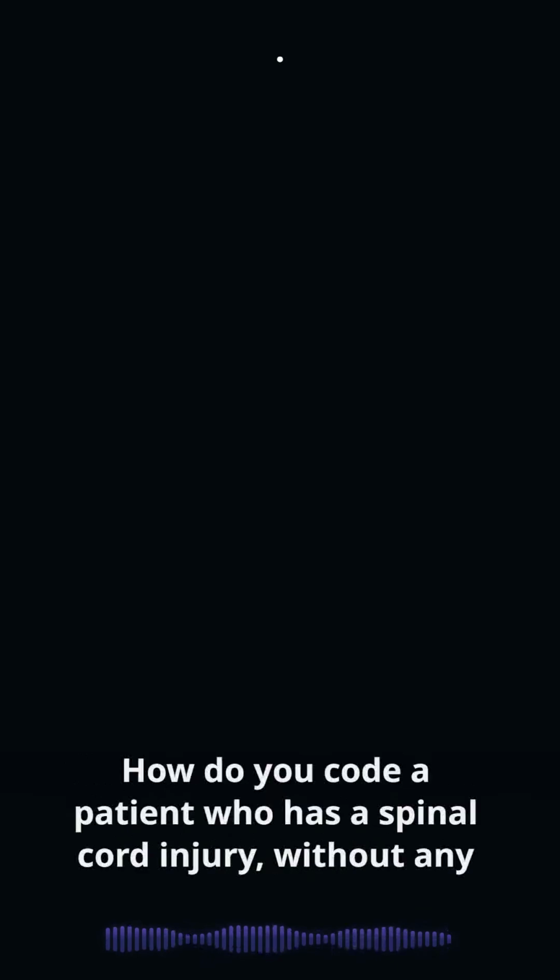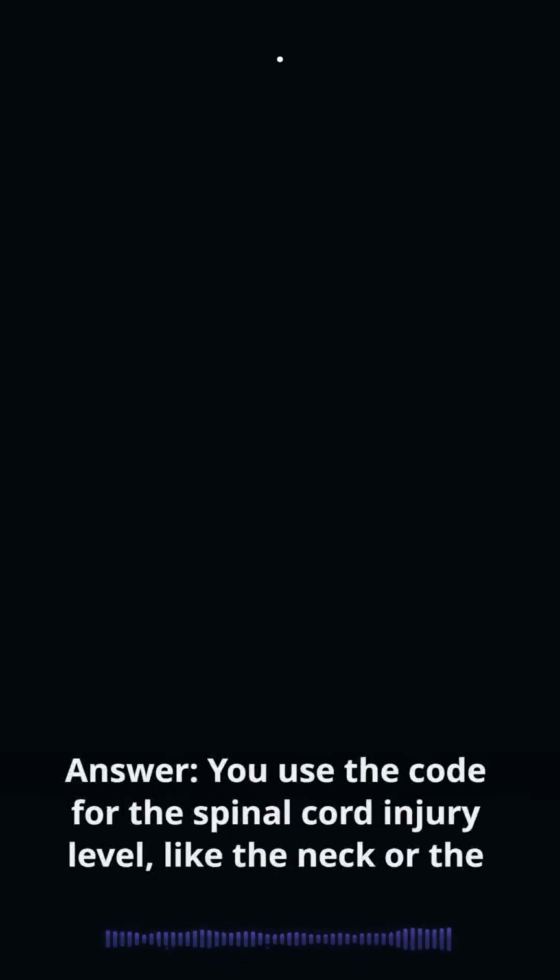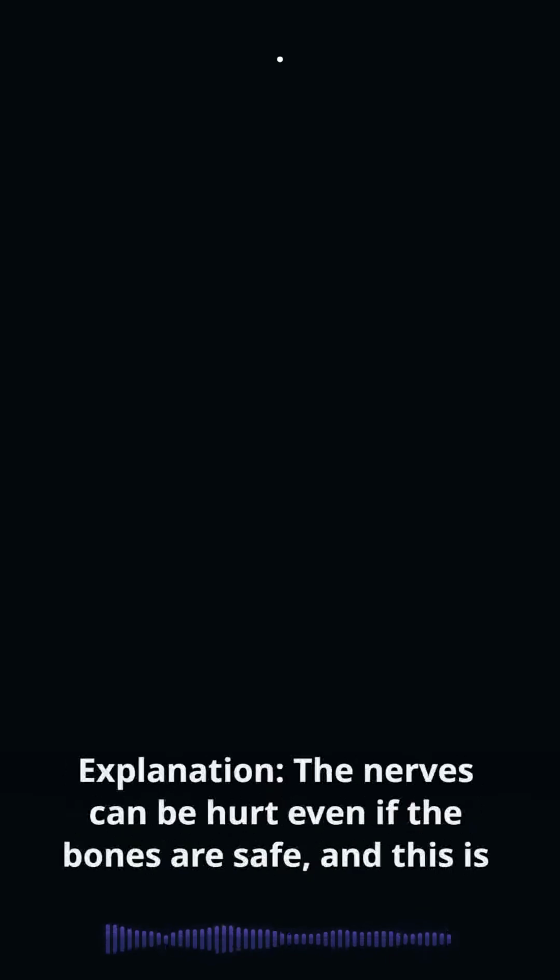113. How do you code a patient who has a spinal cord injury, without any broken bones? You use the code for the spinal cord injury level, like the neck or the back. The nerves can be hurt even if the bones are safe, and this is very serious.